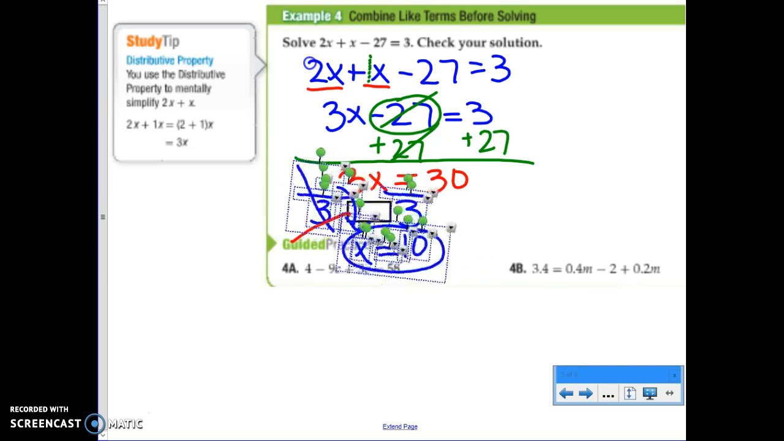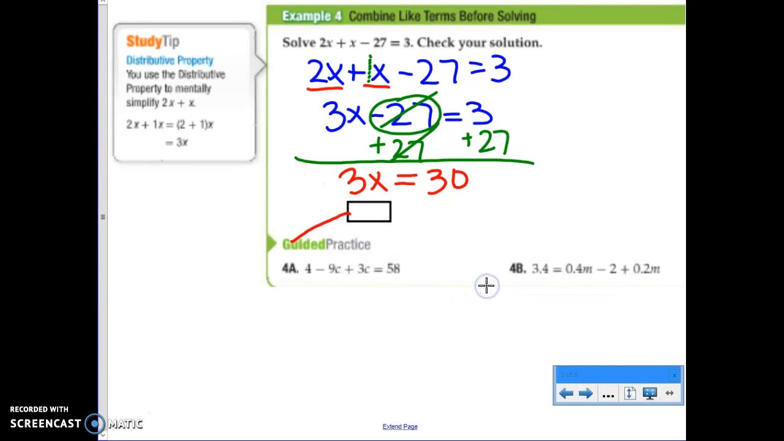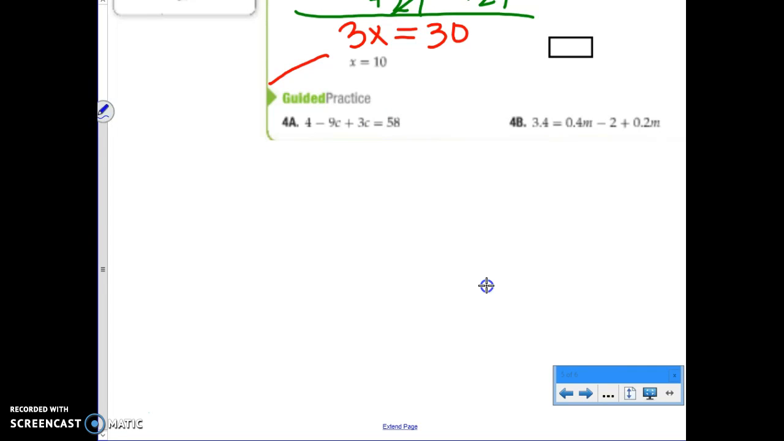Oops, holy smokes, let's just delete these. Okay, let's try one more of those. Here we go on the bottom.